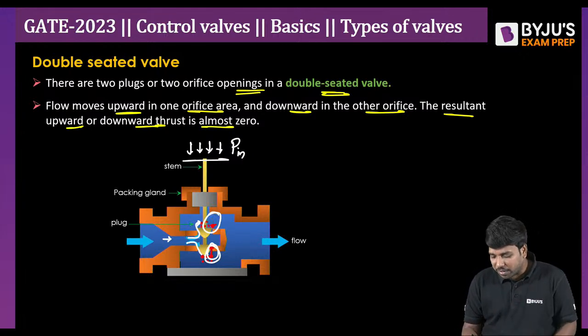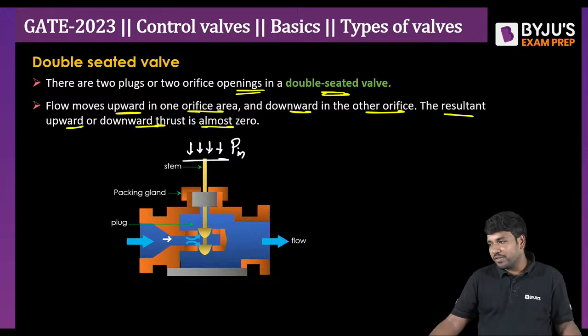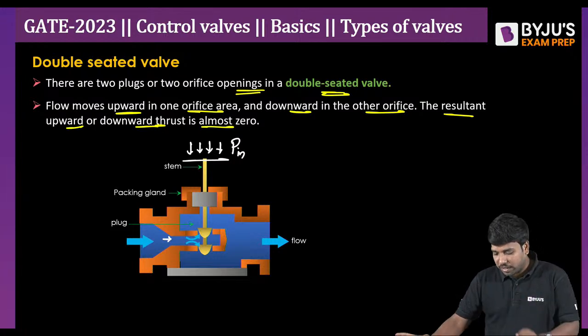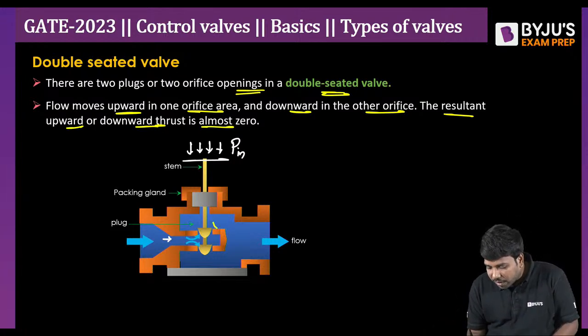But what is the problem here? See, definitely when you get some advantage, undoubtedly you will get some disadvantage also. So what are going to be the disadvantages here? The very first thing is, let me call this valve plug 1, or plug 1, and this is plug 2. So let me say this is plug 1 and let me call this plug 2.